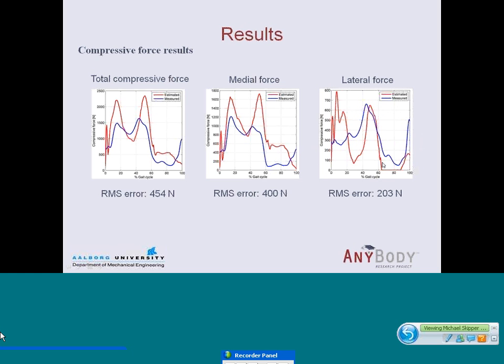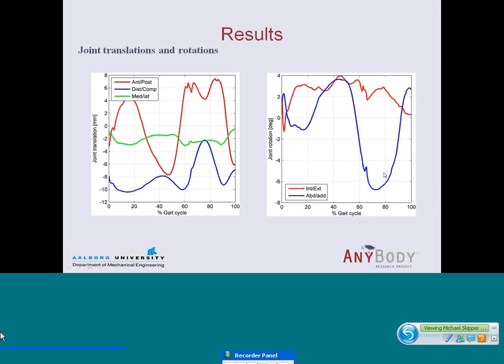Another thing that you can actually see in the graph is that the lateral force actually goes to zero. So this actually completely shows that there was lift-off during swing. If you look at the joint translations and rotations, then these also look plausible. These were, of course, not measured within the subjects, but could give us some idea of what is happening.